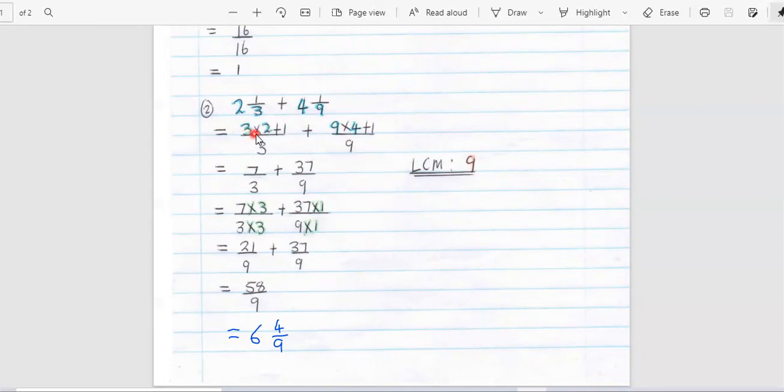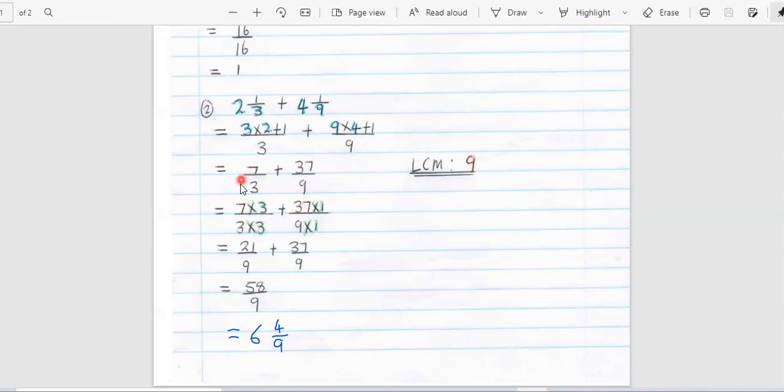So if we go 3 times 2 plus 1, that will give us an answer of 7 over the denominator, which is 3. Then next up, we're going to go 9 times the 4 plus 1, which will give us an answer of 37/9. So now we're in a position to find what now? Our LCM. We're going to look at our denominators, which are 3 and 9. So the LCM is 9.